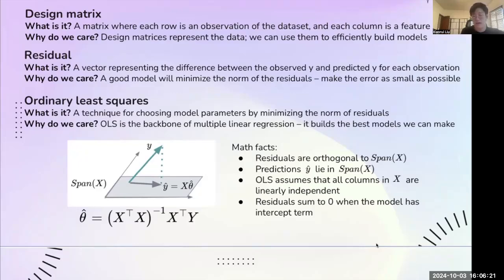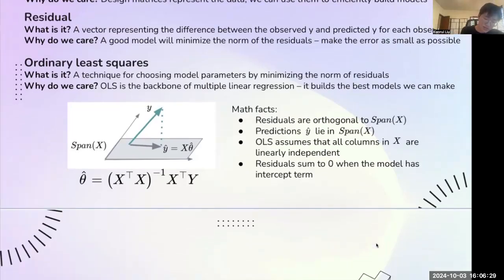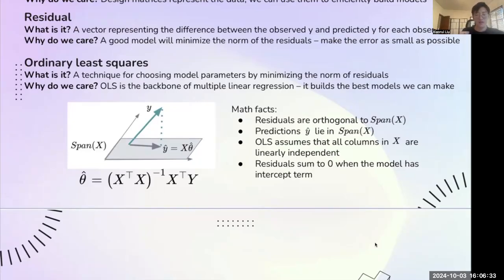And why do we care? OLS is the backbone of multiple linear regression. It builds the best models we can make. I've also included some math facts here at the bottom that you could review. These should be mentioned in lecture. Some of their derivations might be out of scope, but the facts themselves are in scope.